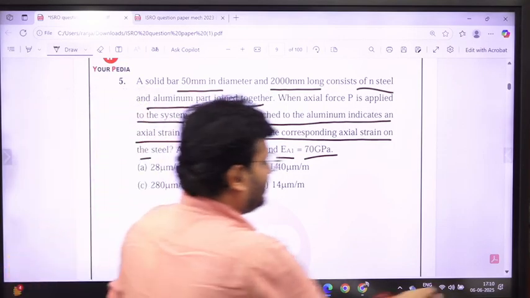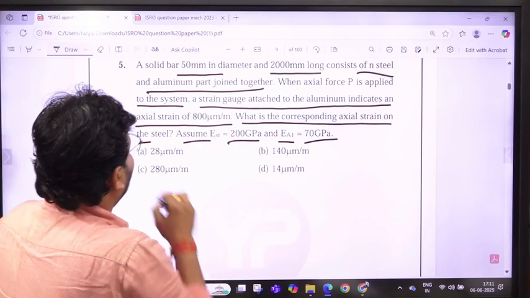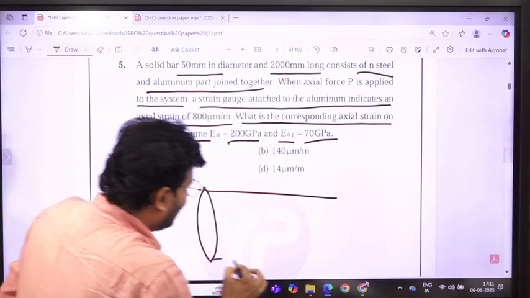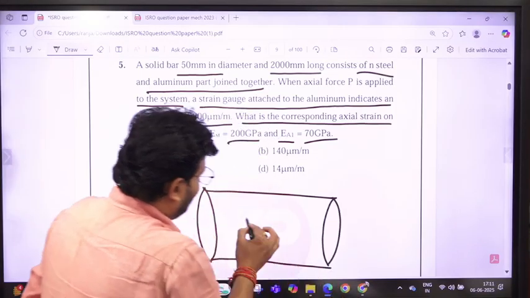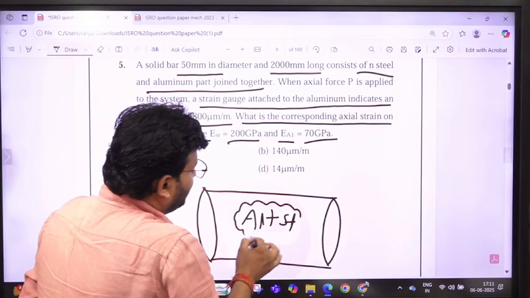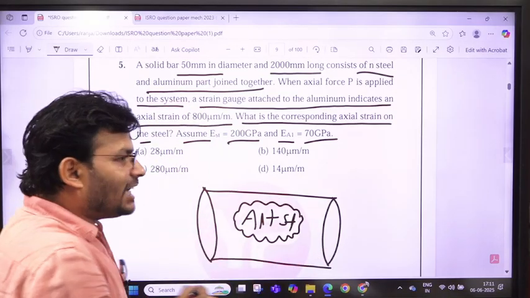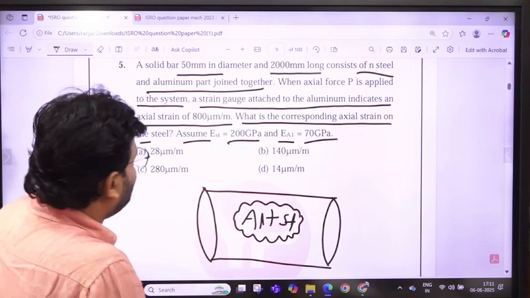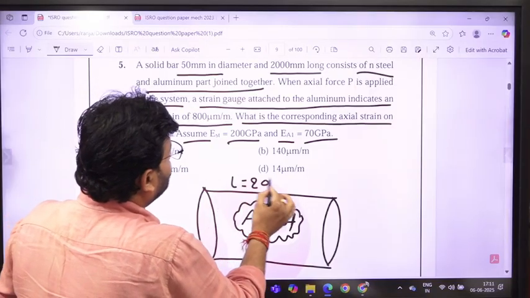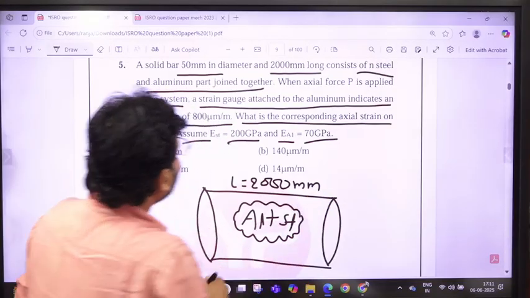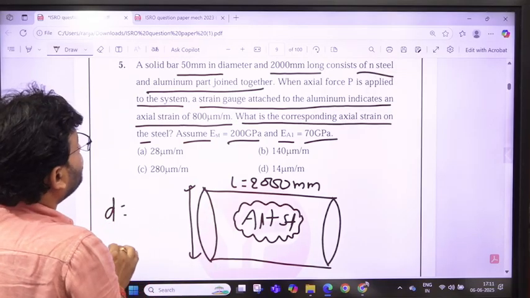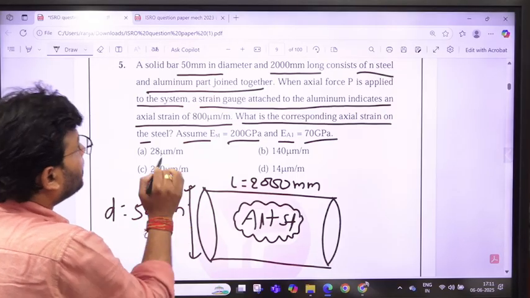So solve that question. Sir, a solid bar, right? This is the solid bar I have, and this solid bar is made of aluminum plus steel. This solid bar is made of aluminum as well as steel. In the question, the length is given, 2000 mm, which means we can say 2 meter. And the bar diameter is also known, 50 mm.